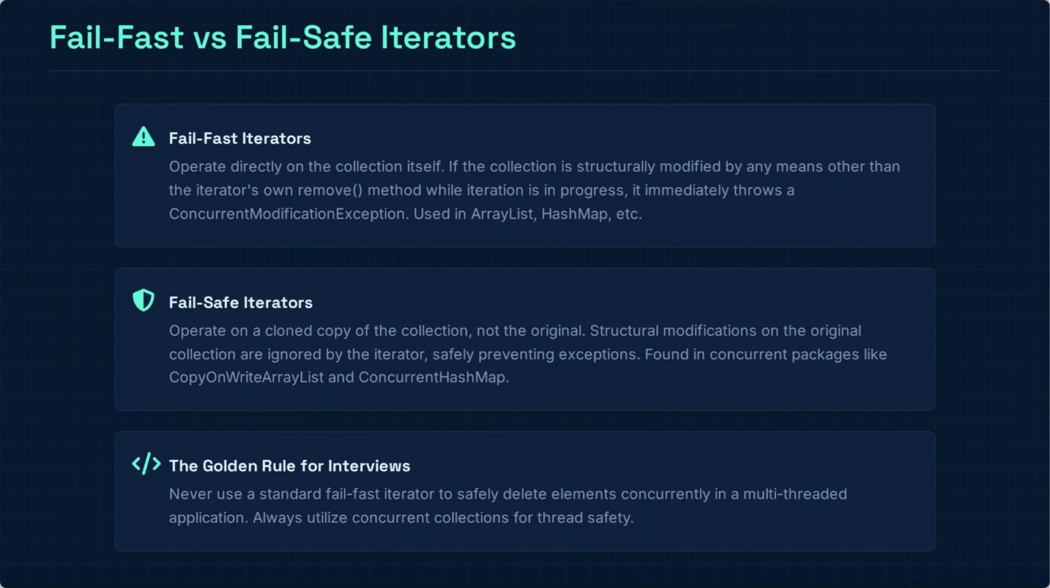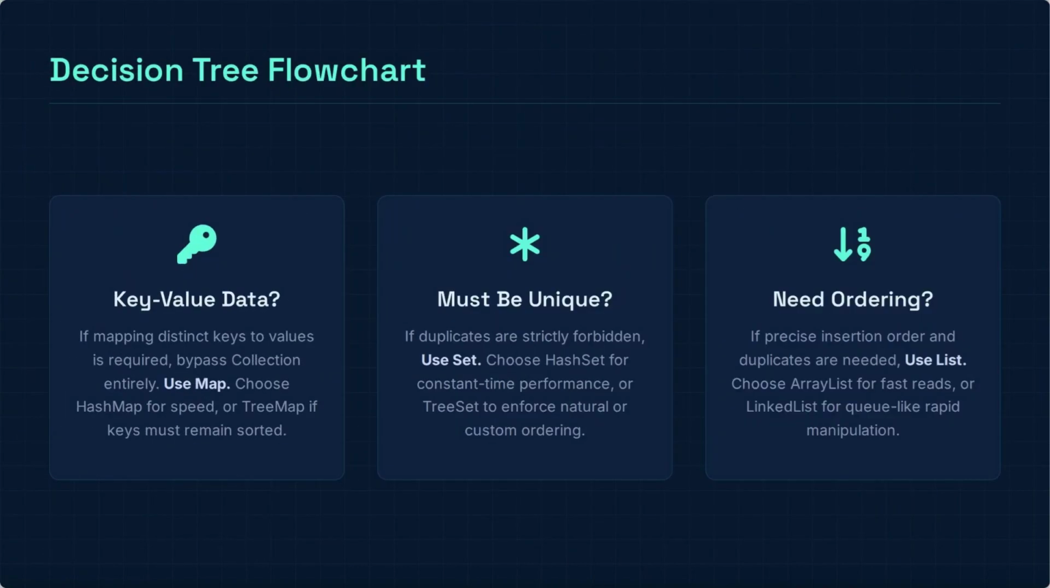Fail-safe iterators operate on a cloned copy of the collection, not the original. Structural modifications on the original collection are ignored by the iterator, which safely prevents exceptions. These are found in concurrent packages like CopyOnWriteArrayList and ConcurrentHashMap. The golden rule for interviews is this: never use a standard fail-fast iterator to safely delete elements concurrently in a multi-threaded application. Always utilize concurrent collections for thread safety.